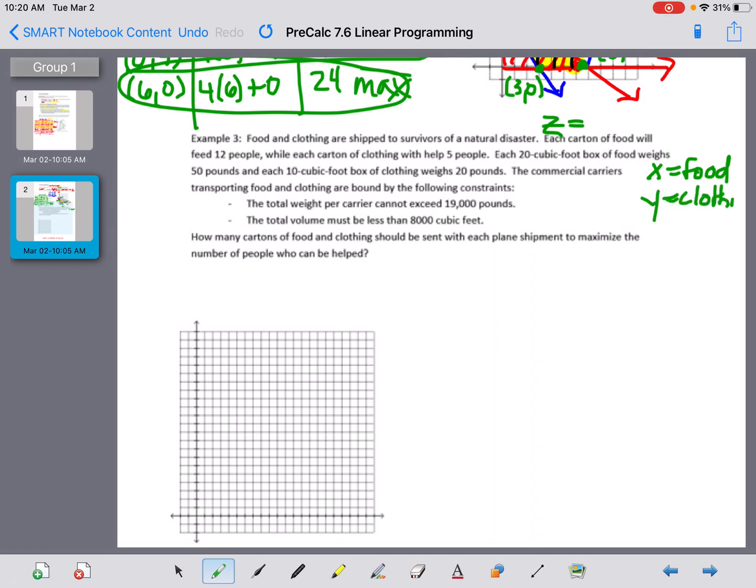Okay, I need to establish that so I can go. So each food helps 12 people, so 12 times each food, and each clothing helps 5 people, so 5 times each Y. That's my objective function given what they told me I can get, okay? The value of what this will do. So that's my objective function.